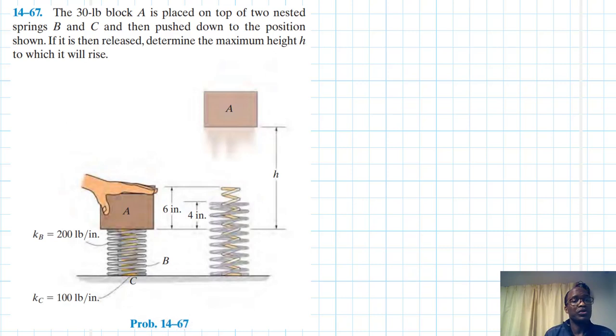So in solving this particular problem, we're going to use the conservation of energy principle. And let's determine the datum for our gravitational potential energy. So this one is going to be our datum, like so.